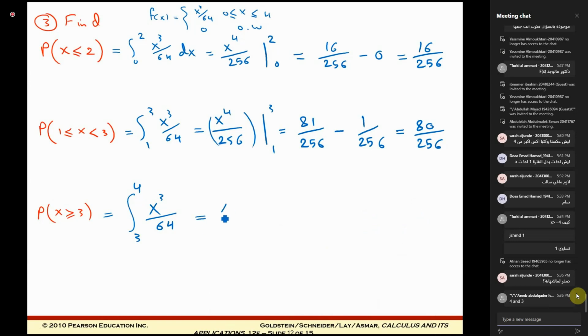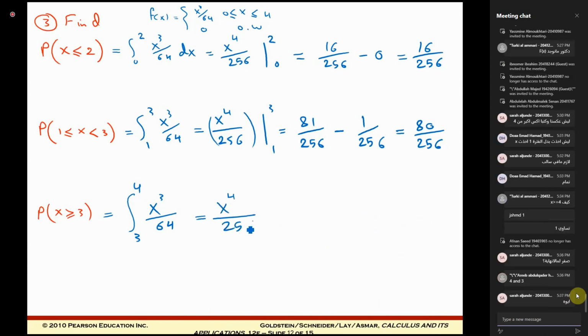So this equals x to the power 4 over 256, and substitute 4. This equals 256 over 256 minus substitute 3, 81 over 256, and this equals what? This equals 256 minus 81, 175 over 256. Okay.